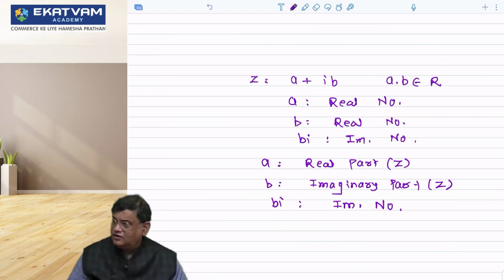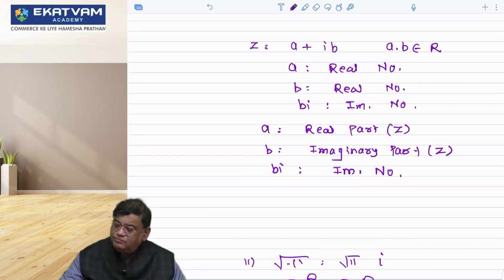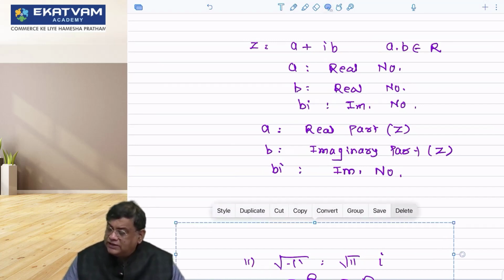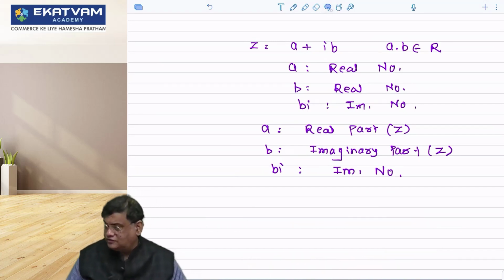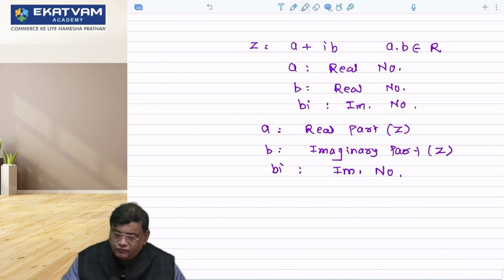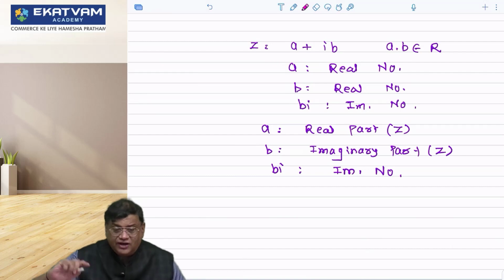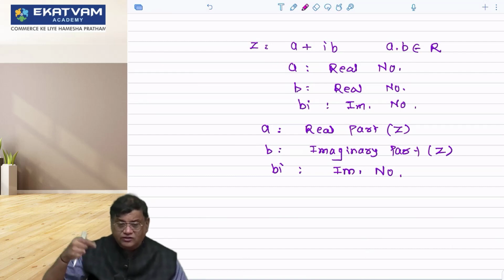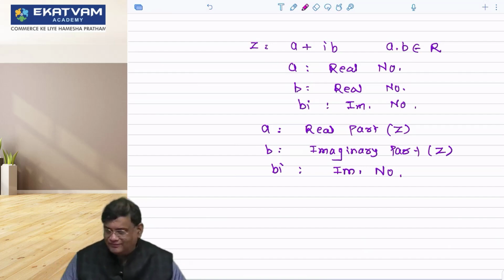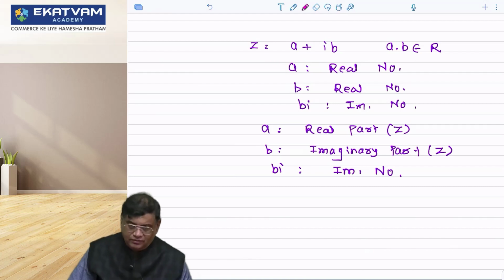Is that clear? It's very simple, but if something is not clear, please ask. I'll repeat any number of times you ask. So that is called the real part of Z. In that Z, what is the real part? a. What is the imaginary part? b. And what is the imaginary number in Z? bi. That's the difference.